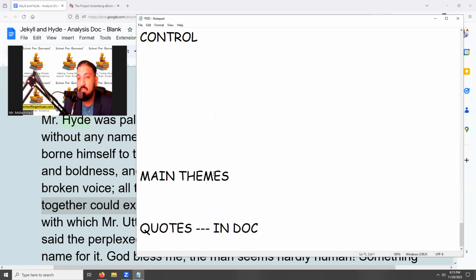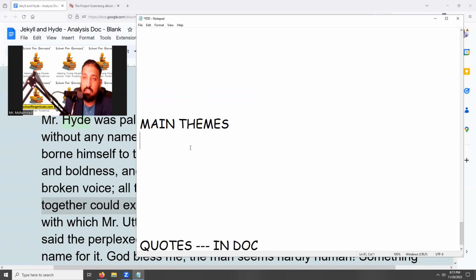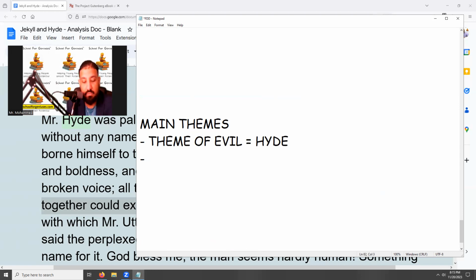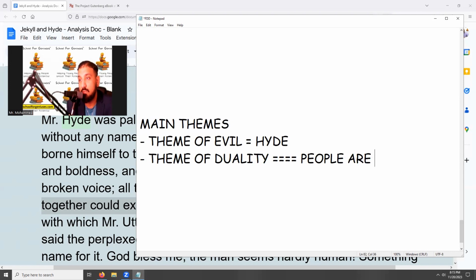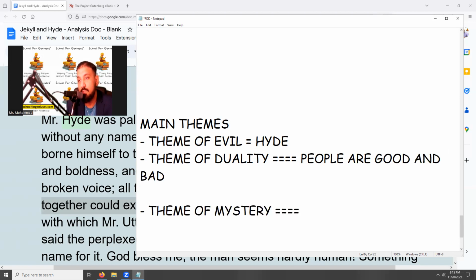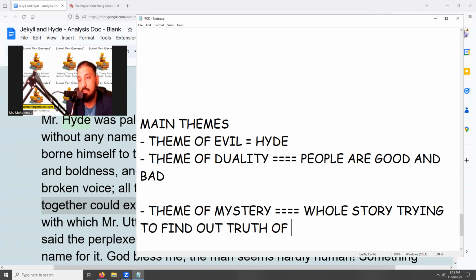Good. Now, in terms of the main themes in the text, you have the theme of evil, which is you just talk about Hyde. That's probably the easiest one to do. You've got the theme of evil, which is Hyde. You've got the theme of duality, just that people are good and bad. And then you have the theme of mystery, which is just the whole story trying to find the truth.